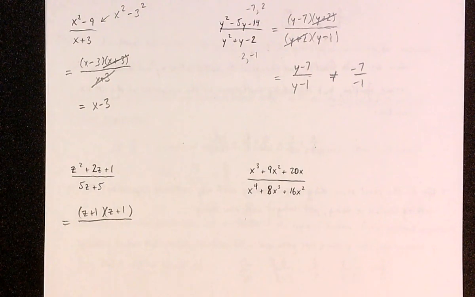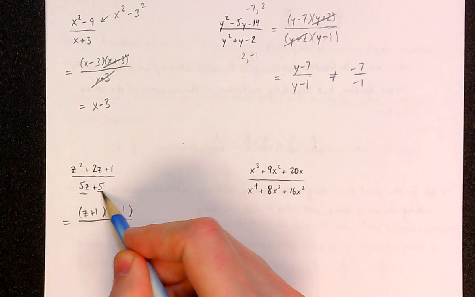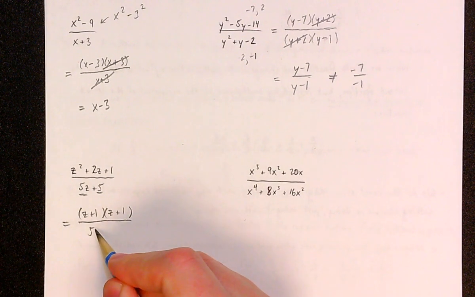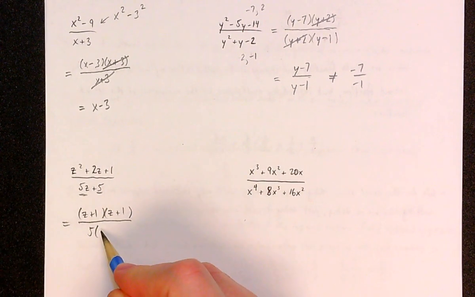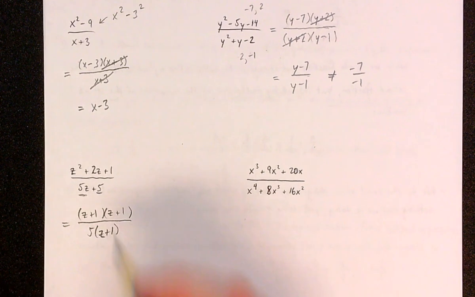All right, let's see if we can do anything with the bottom here. I have 5z plus 5. Well, I look at each of these terms, and I see that each term has a common factor of 5. So I can pull that factor of 5 out, and what am I left over with? Well, I'm left over then with z plus 1.